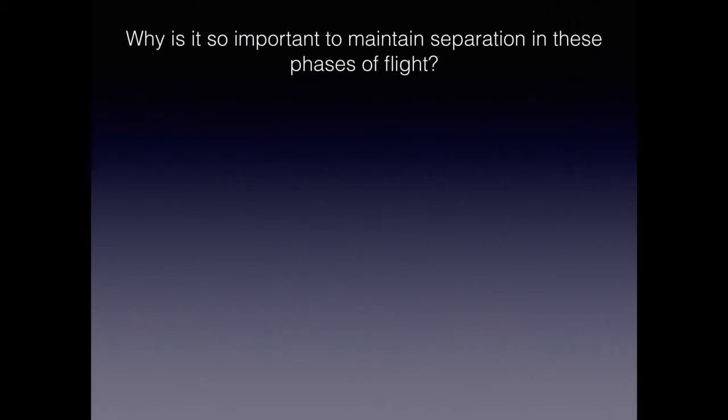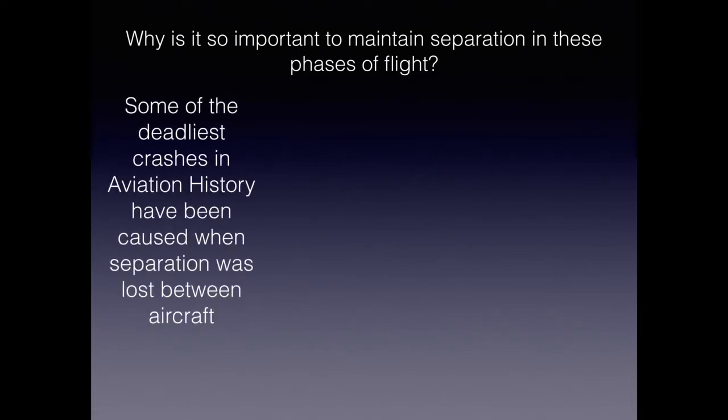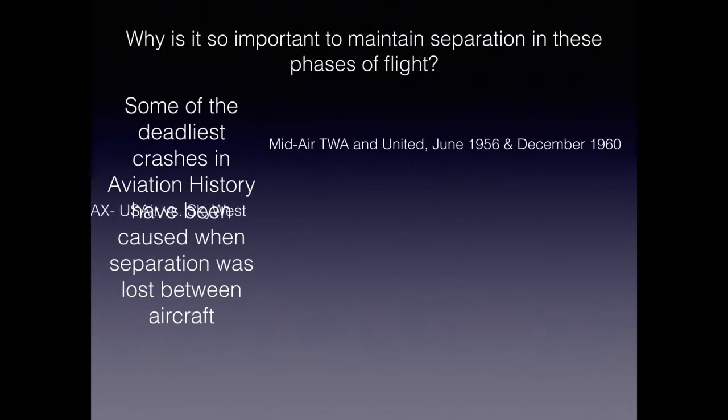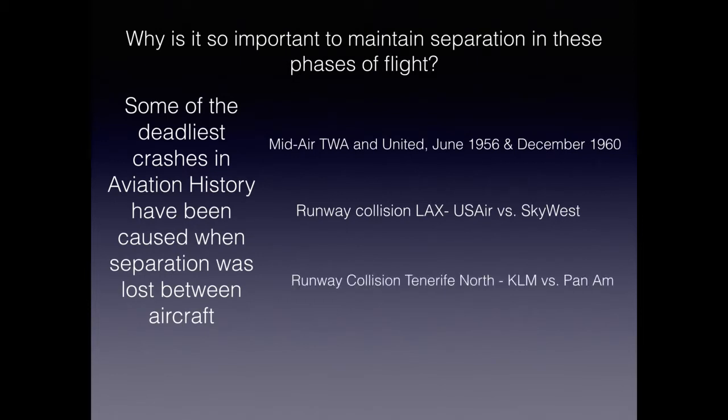So why is it so important to maintain separation in these phases of flight? Some of the deadliest crashes in aviation history have been caused when separation was lost between aircraft. Some of these accidents include two mid-air collisions between TWA and United, June 1956, and then 4 years later in December 1960. A runway collision in LAX between a US Air and a SkyWest flight. And a runway collision, one of the worst accidents in aviation history, between KLM and Pan Am. And I want to show you a couple quick videos of these crashes, just to see how important separation is.